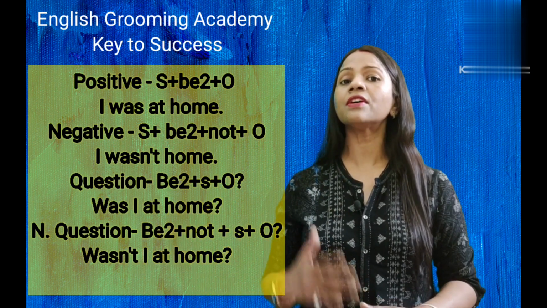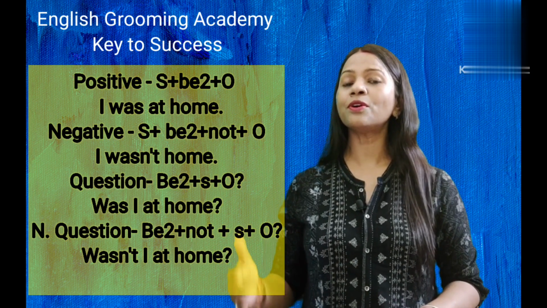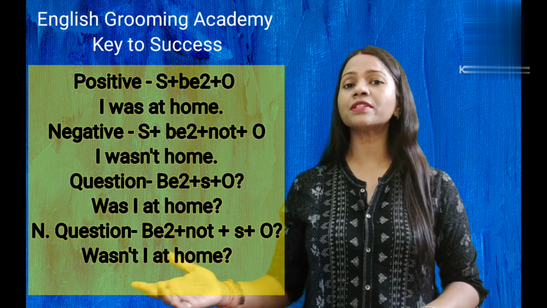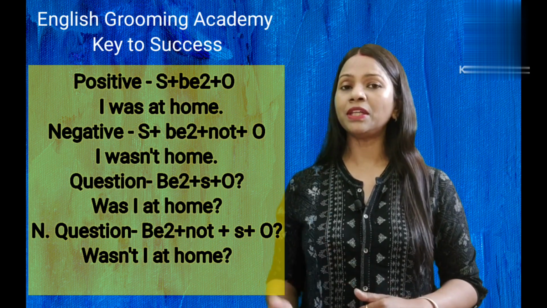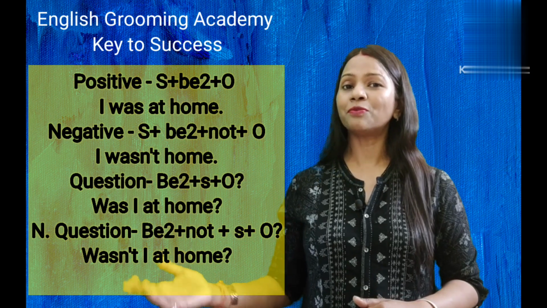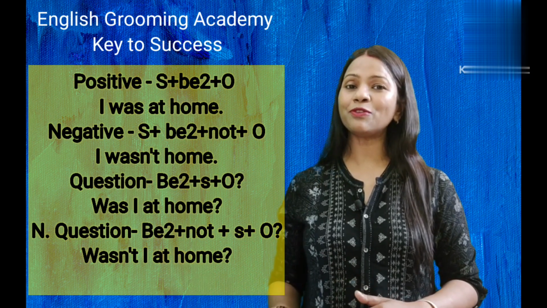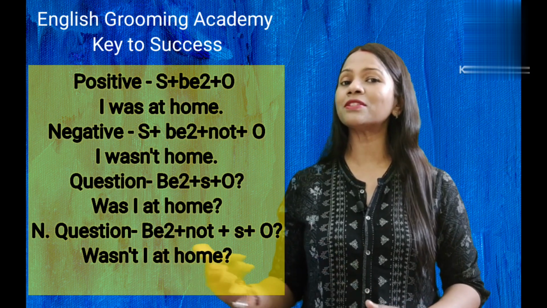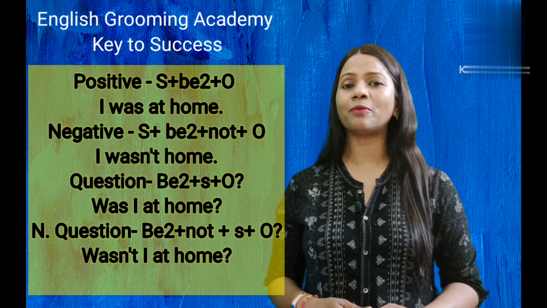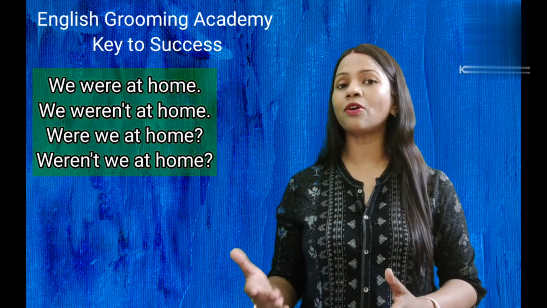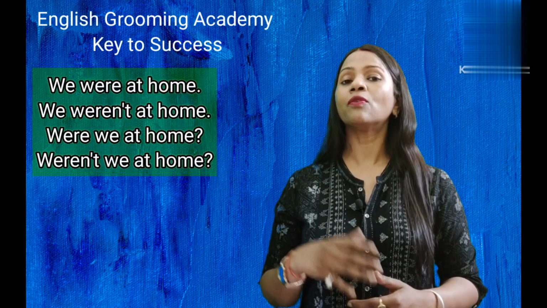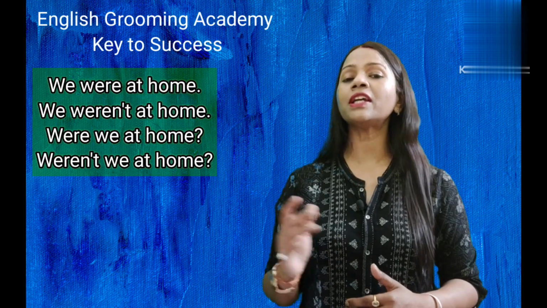To make a negative: subject, be2, not, object. I wasn't at home. To make a question, be2 comes at the beginning: be2, subject, object. Was I at home? Negative question: be2 plus not plus subject plus object. Wasn't I at home? Similarly, we were at home, we weren't at home, were we at home, weren't we at home. This way you make 5 sentences of each.